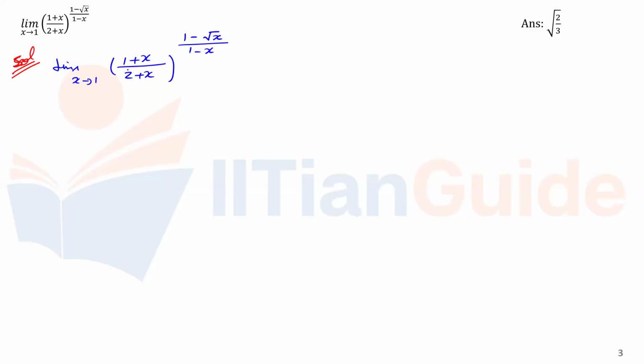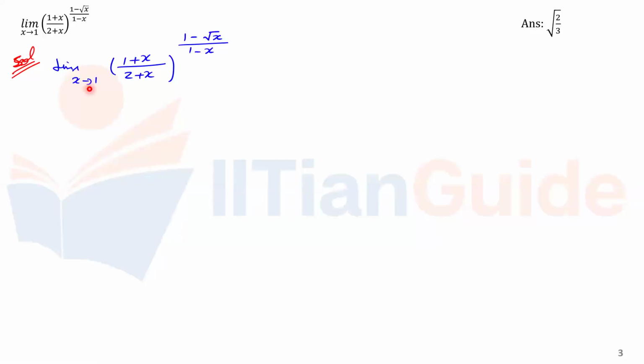Let's start with the problem. We have a question: limit x tending to 1 of (1 plus x over 2 plus x) raised to the power (1 minus root x upon 1 minus x). How to solve it? Anyone? Yes? Tell me. Gopi? Okay. Just wait.